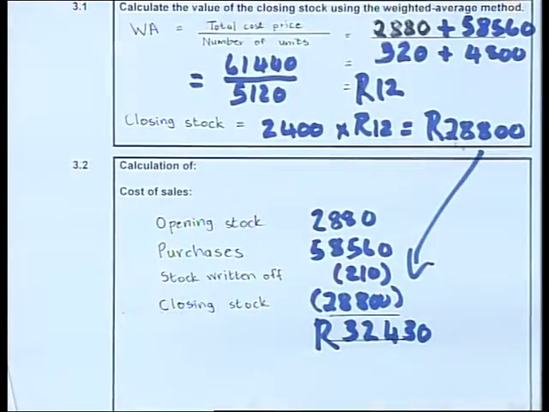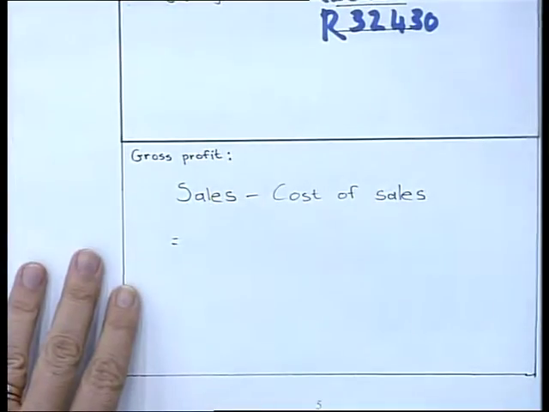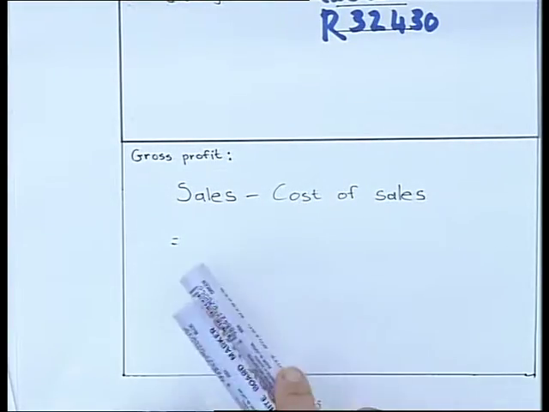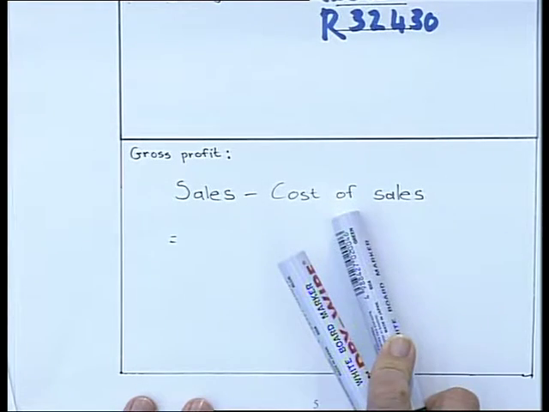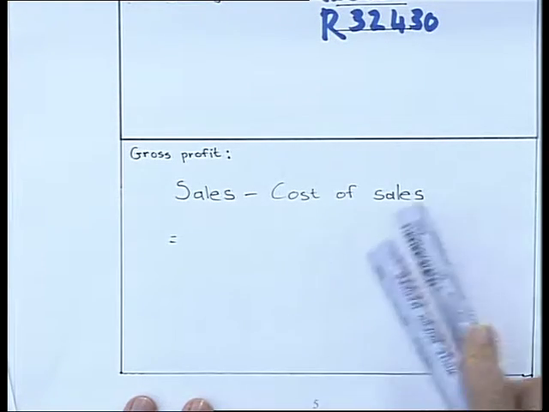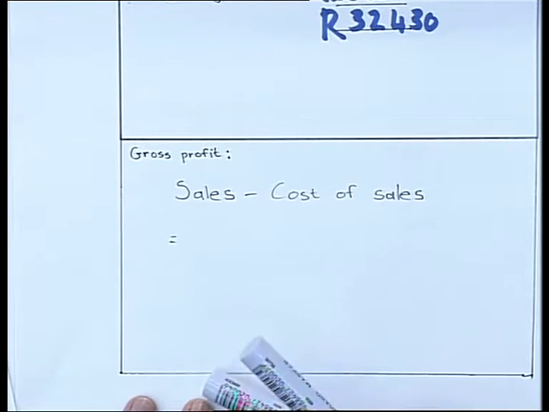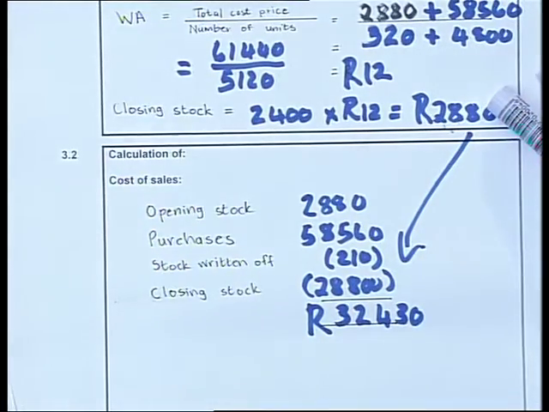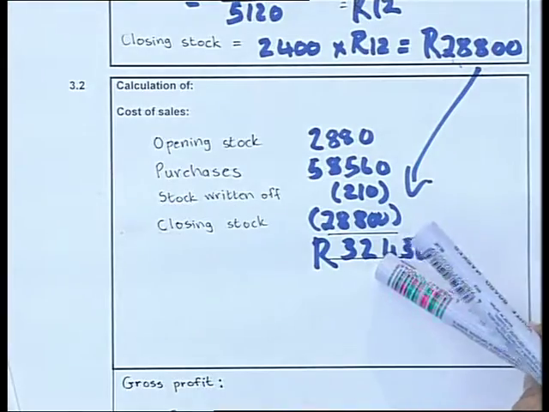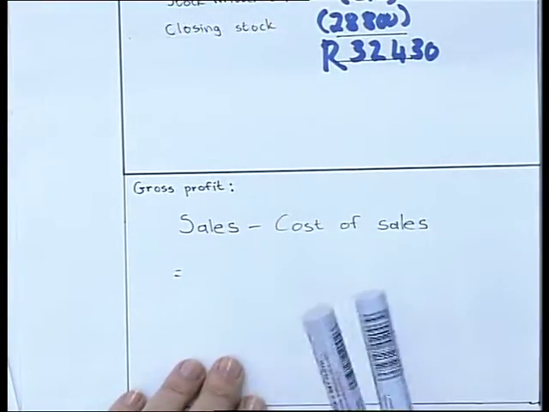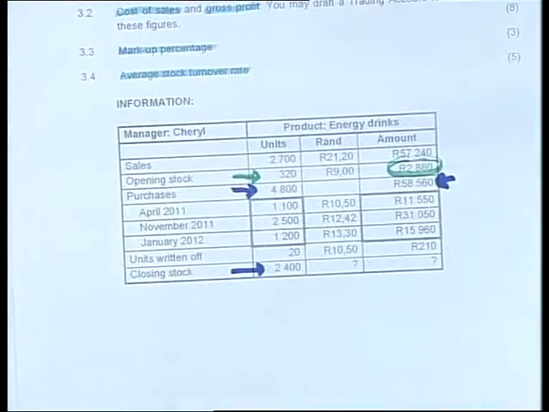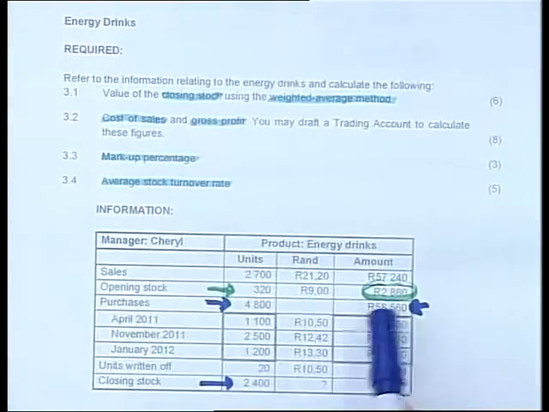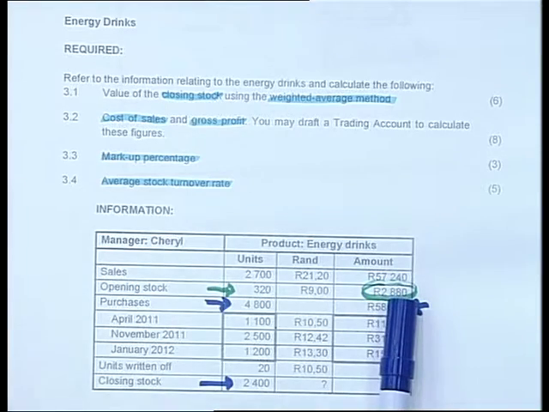Let's carry on then. Okay, so now we've calculated the cost of sales, and the next part of that question is gross profit. So how do we calculate gross profit? We say sales minus cost of sales that we've just calculated. You will see often in the questions the one leads to the other. Here we had to calculate the value of the closing stock, then we use that to calculate the value of the cost of sales, and now we're going to use that to calculate the gross profit. Okay, so in the question they give us the sales. There it is. The sales was 57,240.